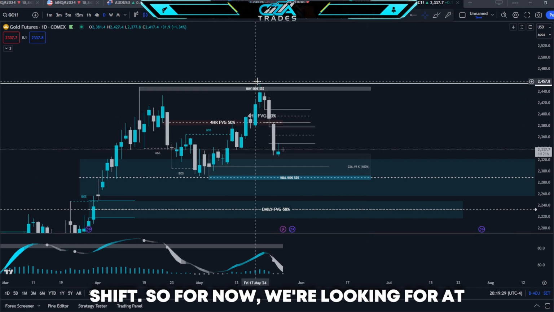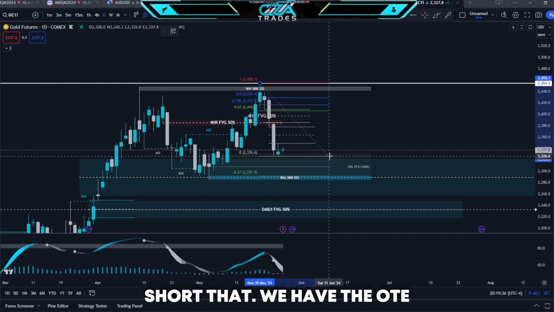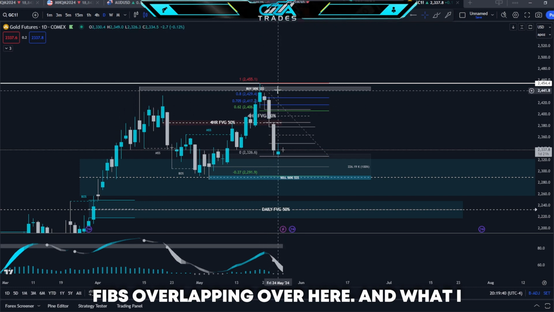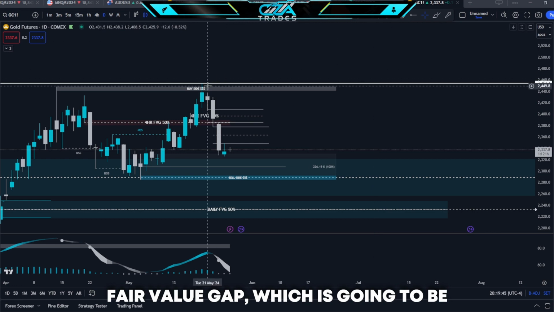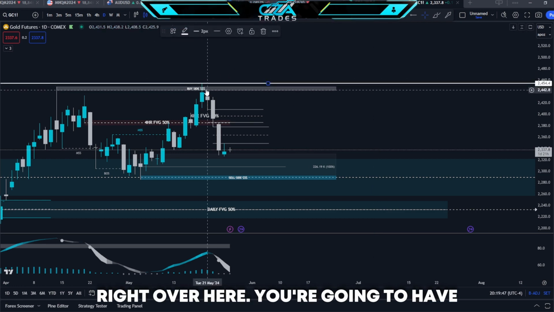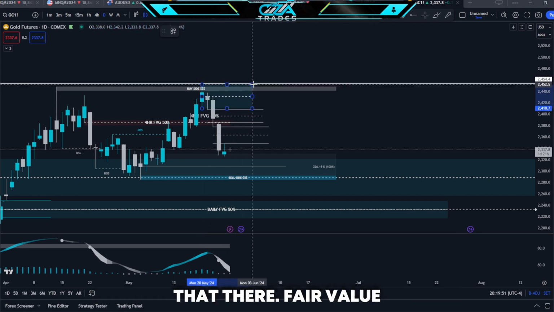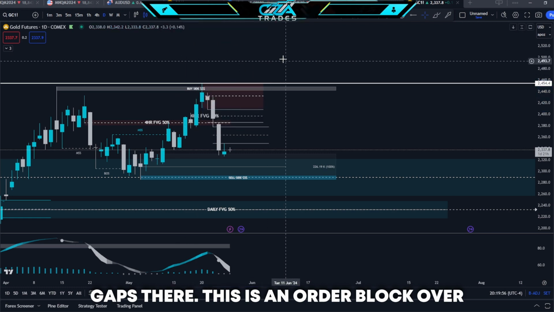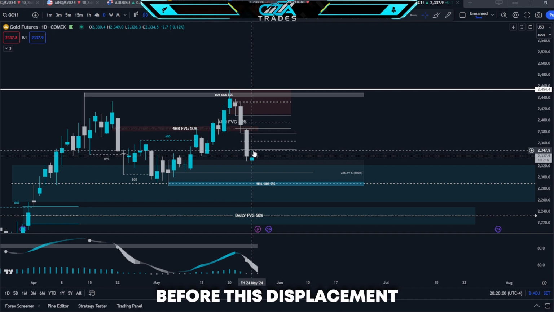So for now, we're looking for, at this extreme premium, to short that. We have the OTE fibs overlapping over here. And what I like as well is when the order block overlaps with the fair value gap, which is going to be right over here. So you're going to have that there. Fair value gaps there. This is an order block over here. This is the last bullish candle before this displacement to the downside.